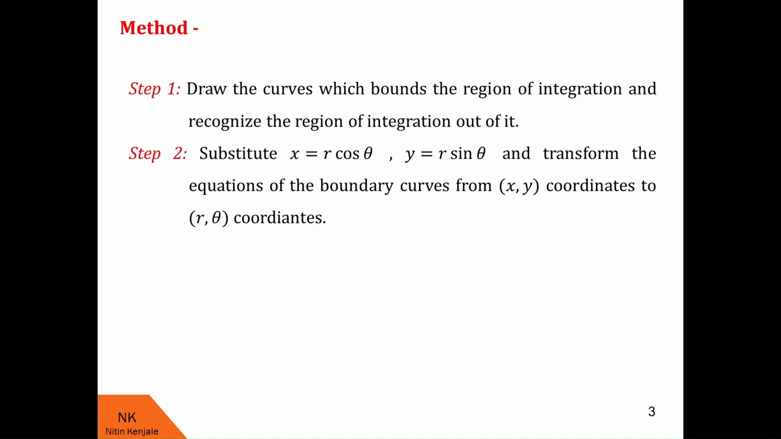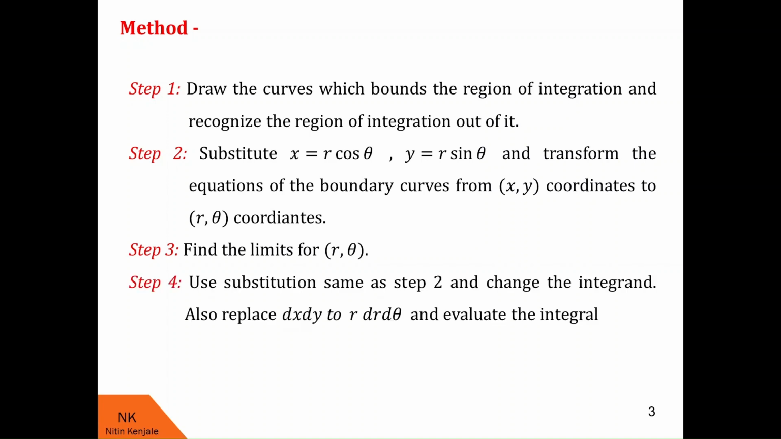In step 2, we substitute x is equal to r cos theta and y is equal to r sin theta, which is the relation between Cartesian and polar coordinates, and we transform the equations of the boundary curves from Cartesian x, y coordinates to polar r, theta coordinates. In step 3, we find the limits for r and theta. And finally, in step 4, we use the substitution same as step 2 and change the integrand in r, theta. We also replace dx dy with r dr d theta and evaluate the integral.